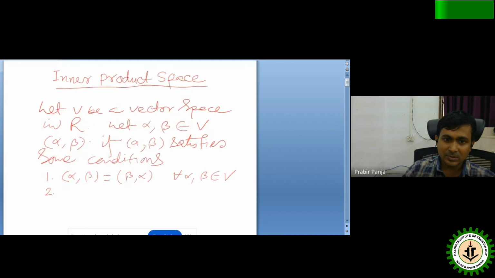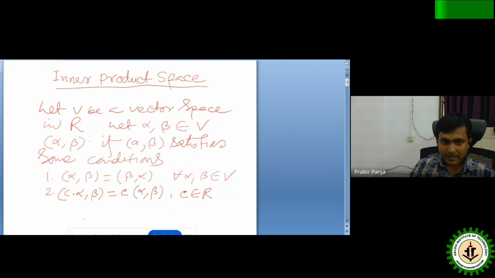The second condition for real inner product space will be: c alpha, beta, the inner product of c alpha with beta, must be equal to c times the inner product of alpha, beta. And what is c here? c is a scalar belonging to the field R. Okay.